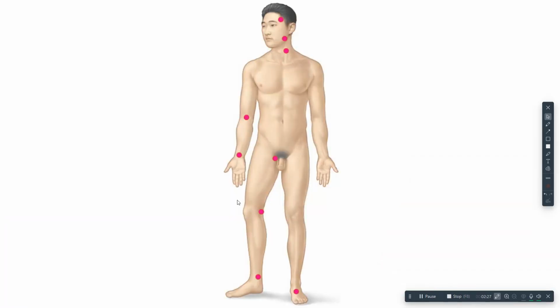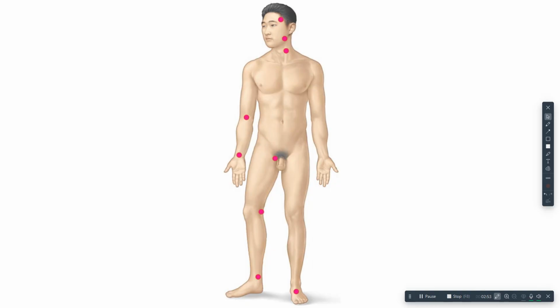Now bear in mind, it does not matter where you take the pulse. You could take the radial pulse, you could take the brachial pulse, carotid, facial, temporal, femoral, popliteal, posterior tibial, dorsalis pedal. Whichever pulse you take, you should get the same answer.